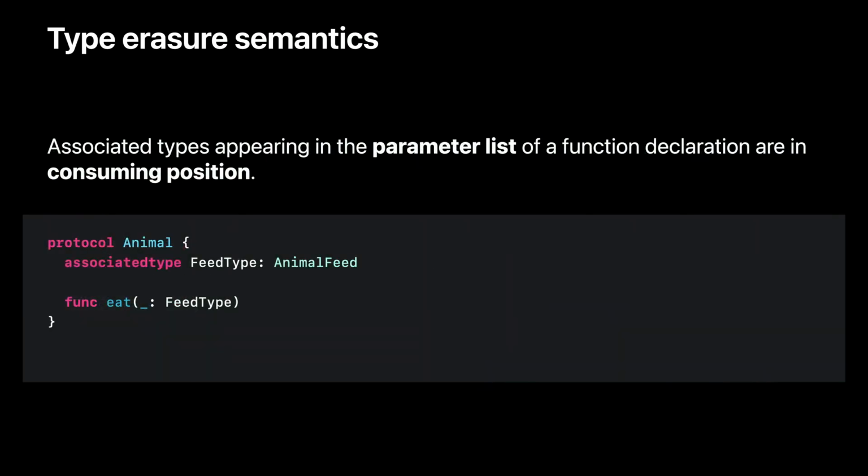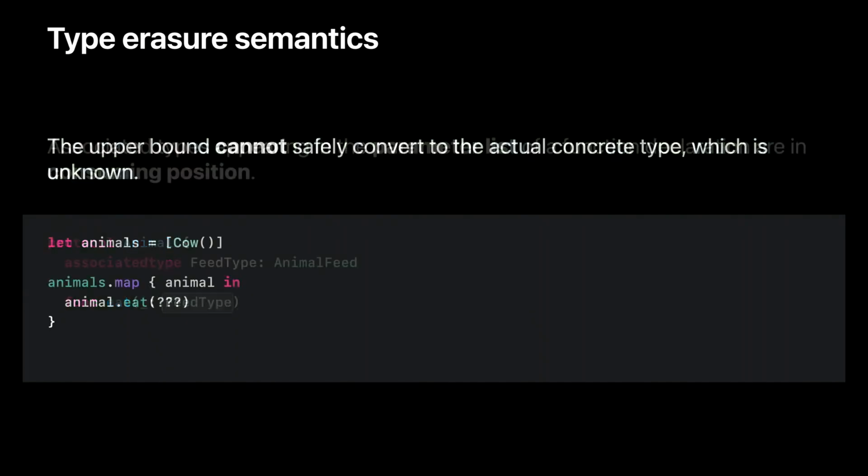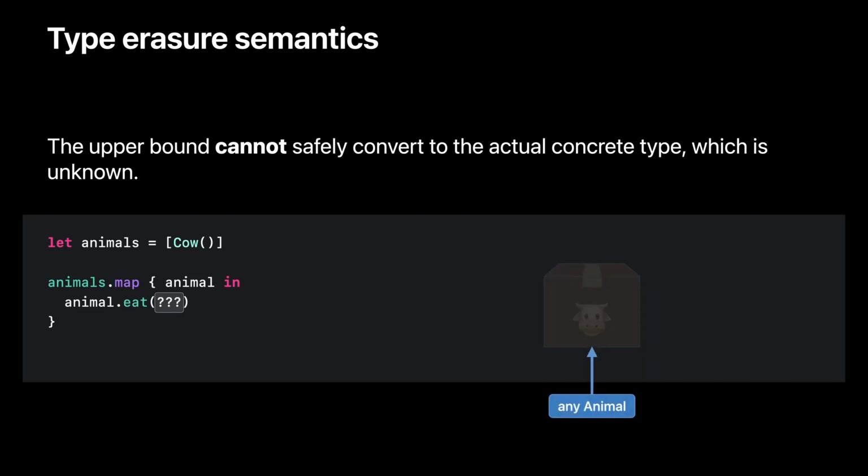On the other hand, let's think about what happens if the associated type appears in the parameter list of a method or initializer. Here, the eat method on the animal protocol has the associated feed type in consuming position. We need to pass in a value of this type to call the method. Since the conversion goes in the other direction, type erasure cannot be performed. The upper bound existential type for the associated type does not safely convert to the actual concrete type because the concrete type is unknown. Let's look at an example.